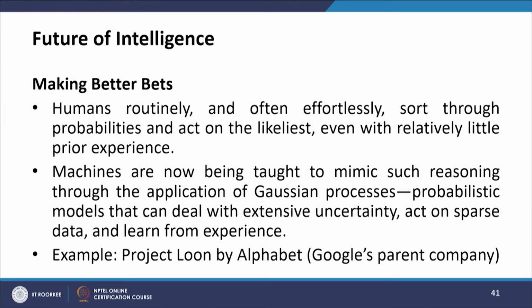Machines are now being taught to mimic such reasoning through the application of Gaussian processes, that is, probabilistic models that can deal with extensive uncertainty, act on sparse data and learn from experience. An example of this is Project Loon by Alphabet, that is Google's parent company.